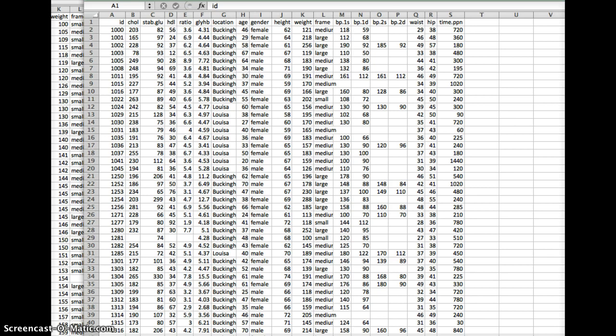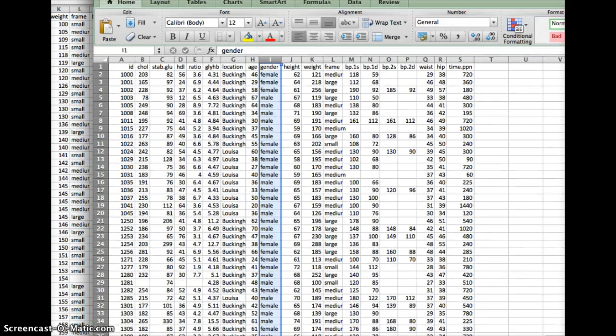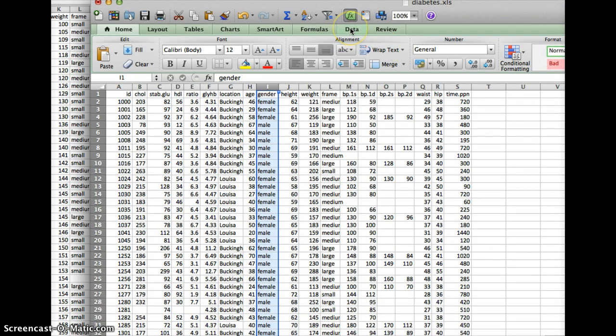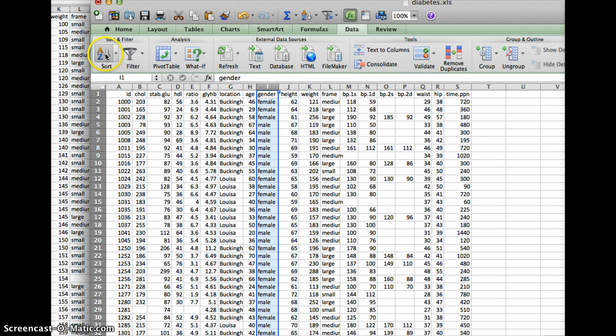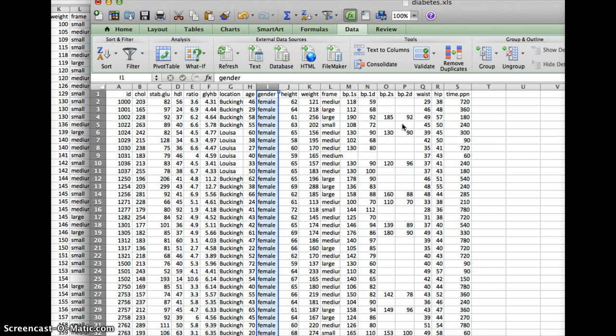We want to sort the data. The gender column will enable us to do that. So we'll click on gender and then go to sort. So the data button is the one we need to sort, and we can sort that either ascending or descending, and I always like to expand the selection so that all of the rows stay the same. We just change their order. And you'll notice all of the women are together.